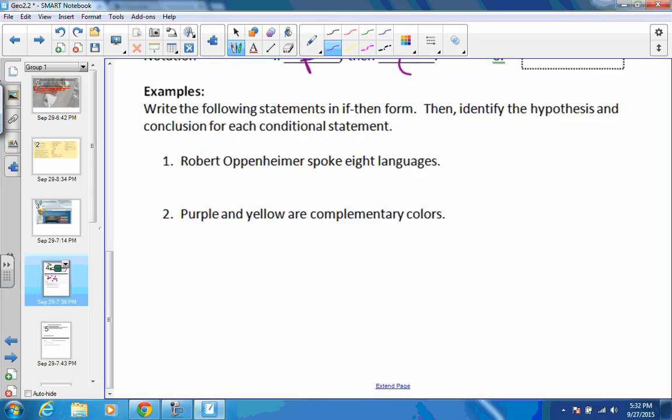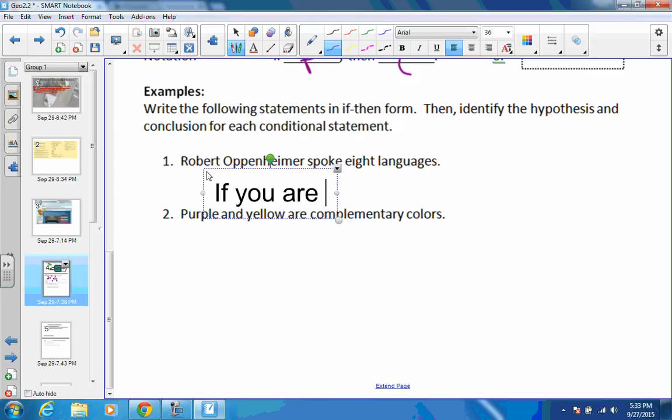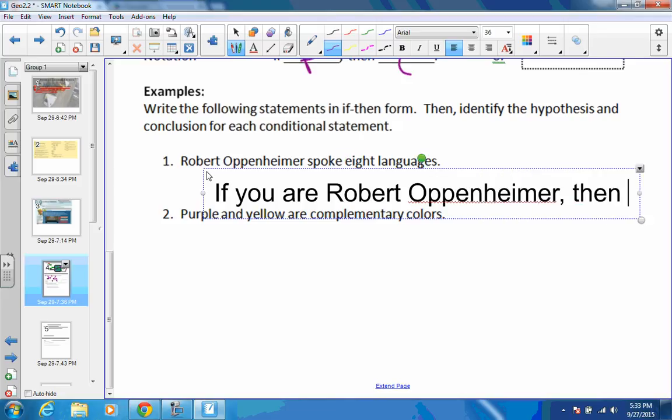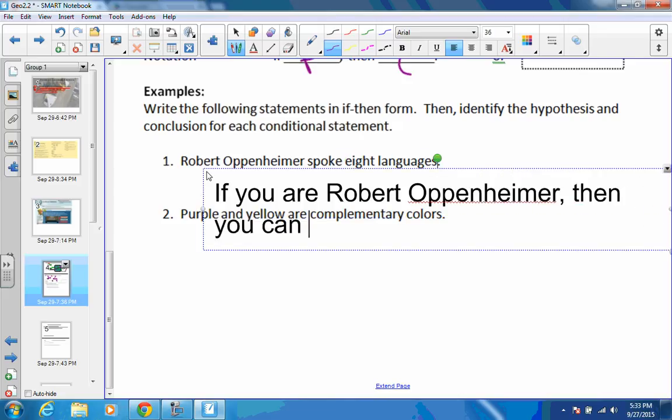It says, Robert Oppenheimer spoke 8 languages. So I could say this as, if you are Robert Oppenheimer, then you can speak 8 languages. Or if you want to keep it in the past tense, that's okay too.